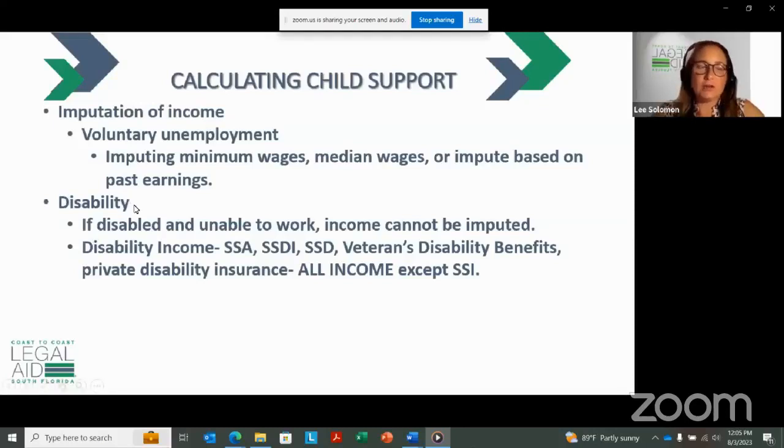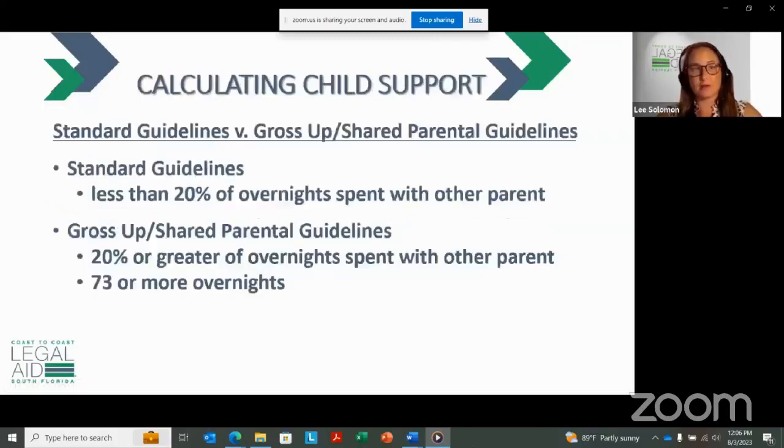Another situation is if somebody is disabled. So if a person is disabled and they're deemed not able to work, then income cannot be imputed to them. However, if they are receiving disability income in the form of SSA, Social Security, SSDI, or SSD, veterans disability benefits, private disability insurance, all that can be calculated as income, except for SSI.